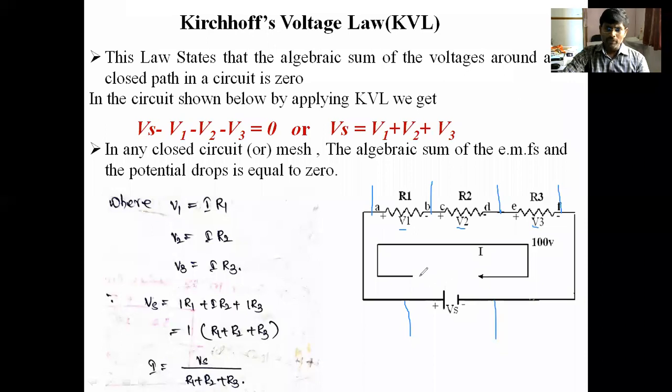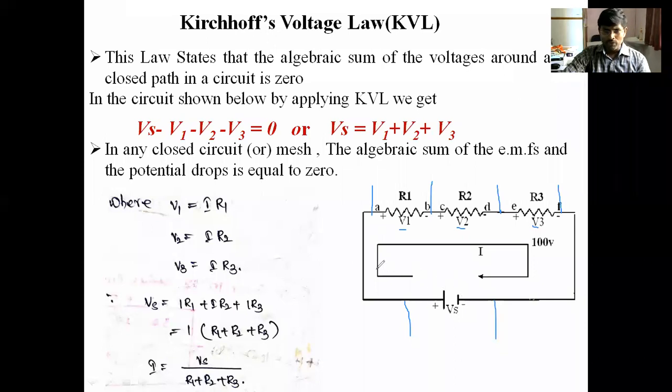Before applying this KVL to any loop, you have to indicate the polarities. Depending upon the direction of the current, you have to assign the polarities for each and every voltage drop. See here, this is the supply which consists of anode and cathode. Anode is positively charged and cathode is negatively charged, which means the anode potential is greater than the cathode potential. Remember that positive means higher, negative means lower.